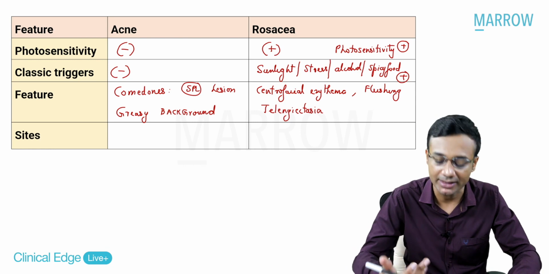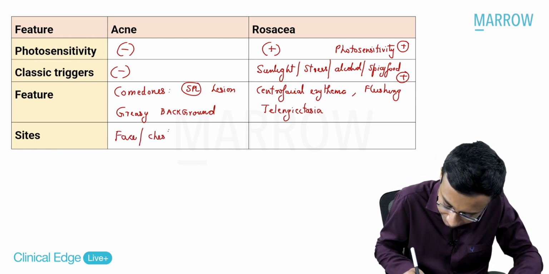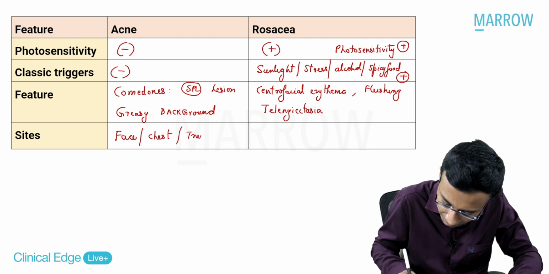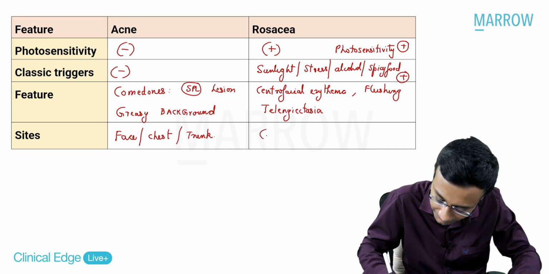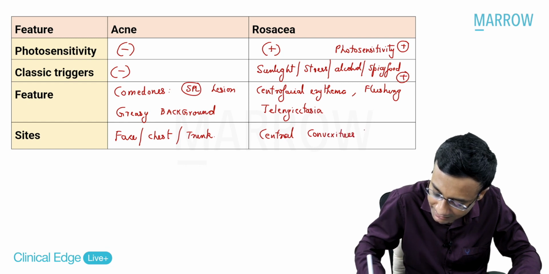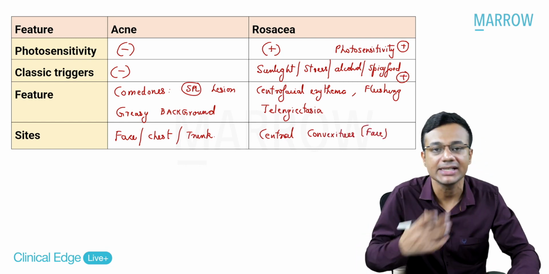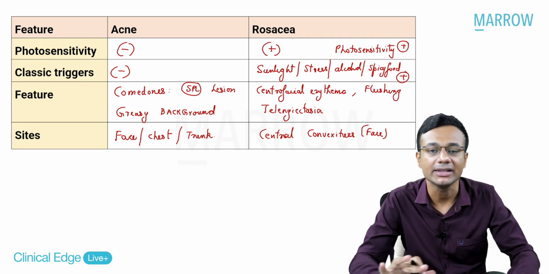And the sites. Now acne not only involves the face, it can involve the chest. It can also involve the trunk as well, whereas rosacea is strictly a disorder of the central convexities of the face. Central convexities of the face is a very classical distribution of rosacea. This is how we distinguish between these two conditions.